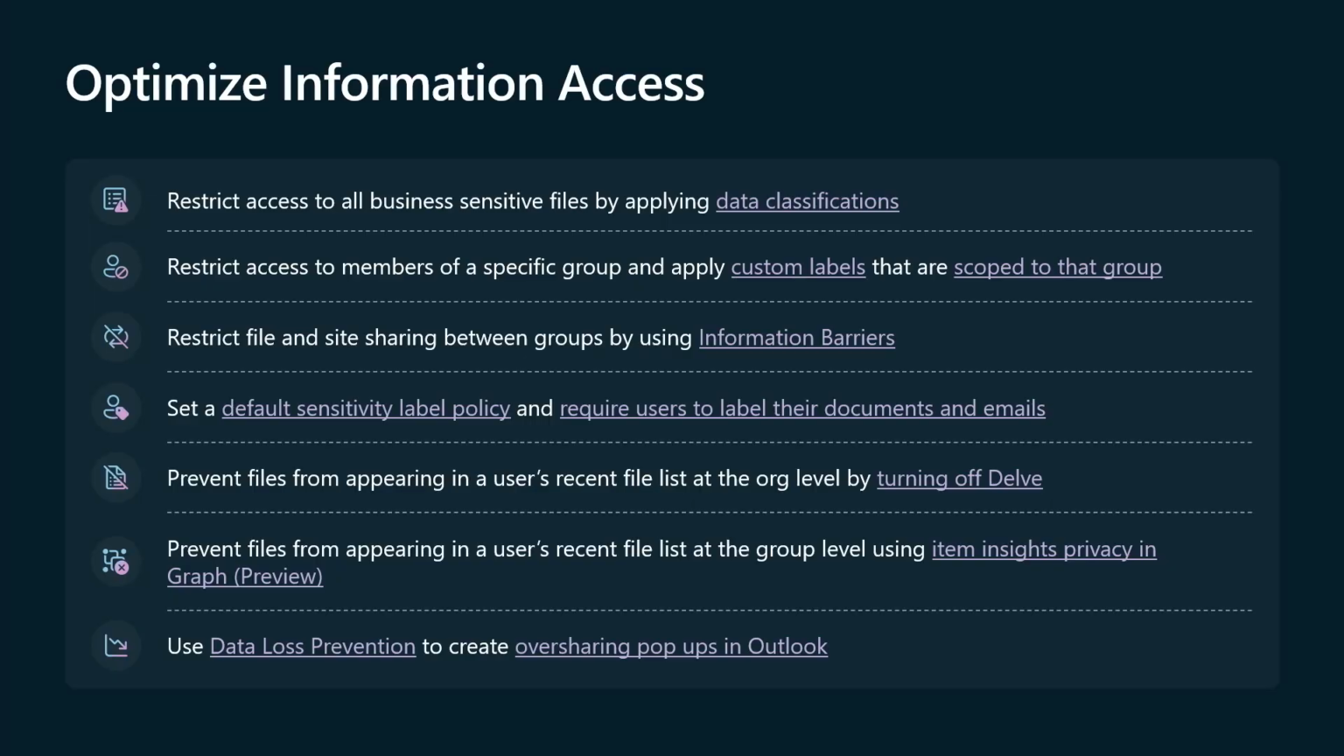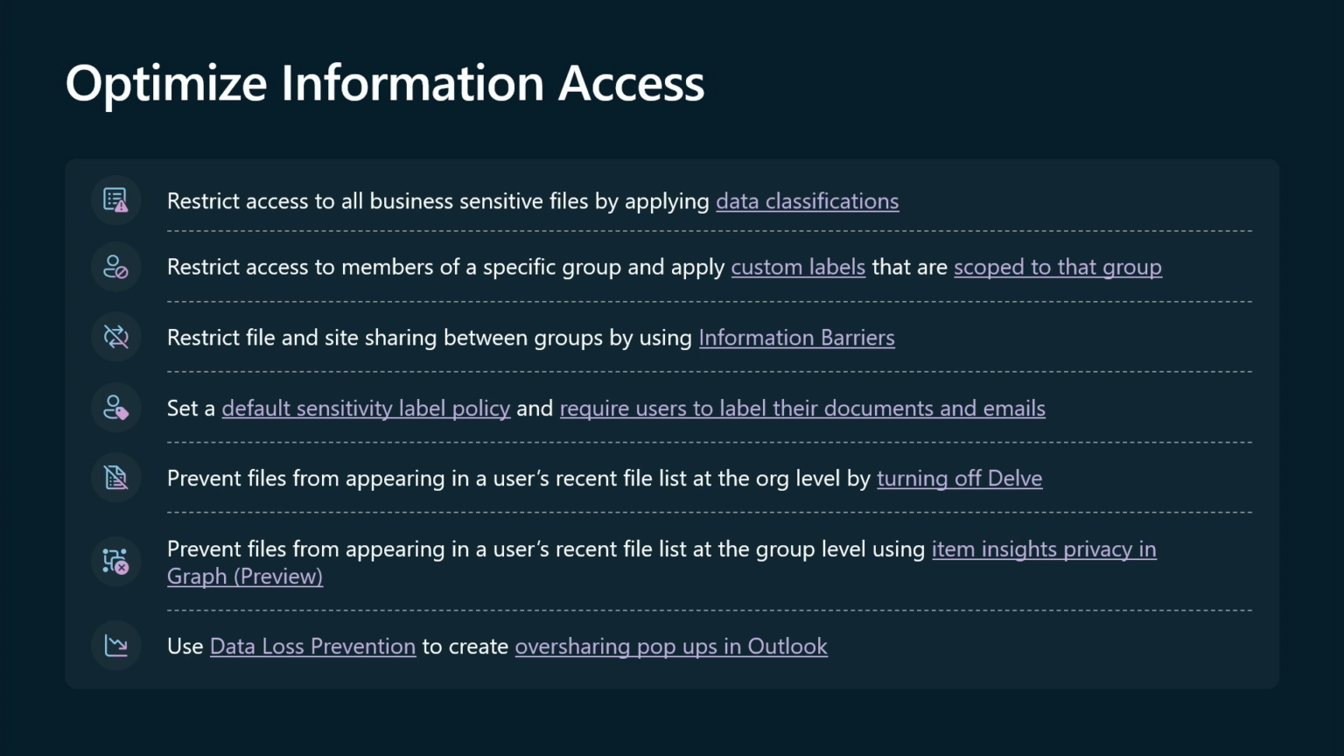Setting a default sensitivity label policy, okay, and requiring users to label their documents and emails. So default sensitivity label policy is where we're going in and, for certain sites, setting their default sensitivity to confidential maybe, or something similar. So if I know it's a high-value site, and I know that all the data in there is going to be confidential or highly confidential, I can set that. Or I can go through and do that up front.